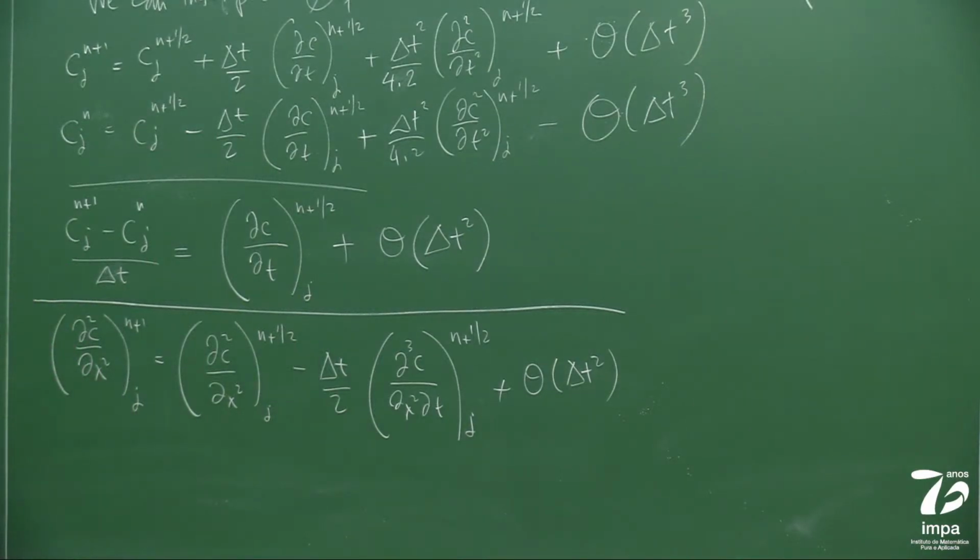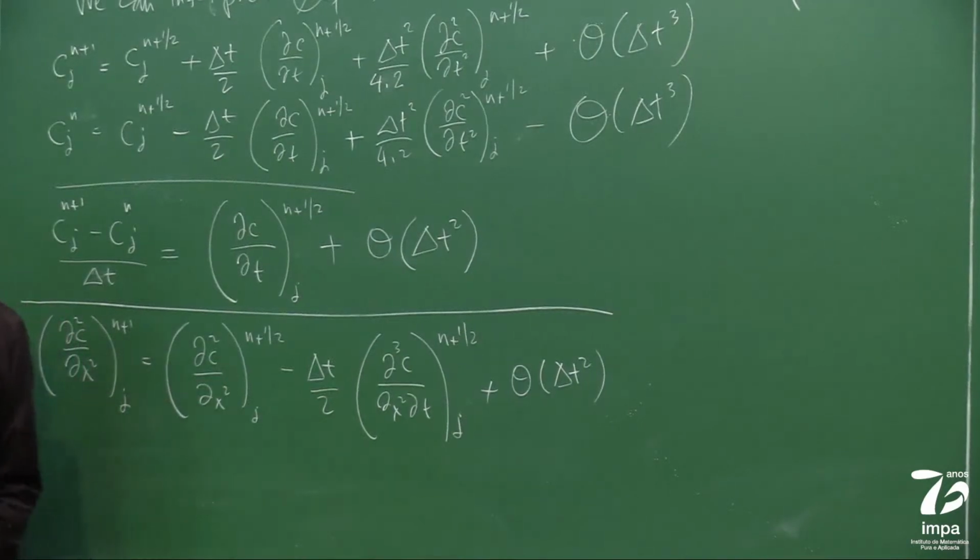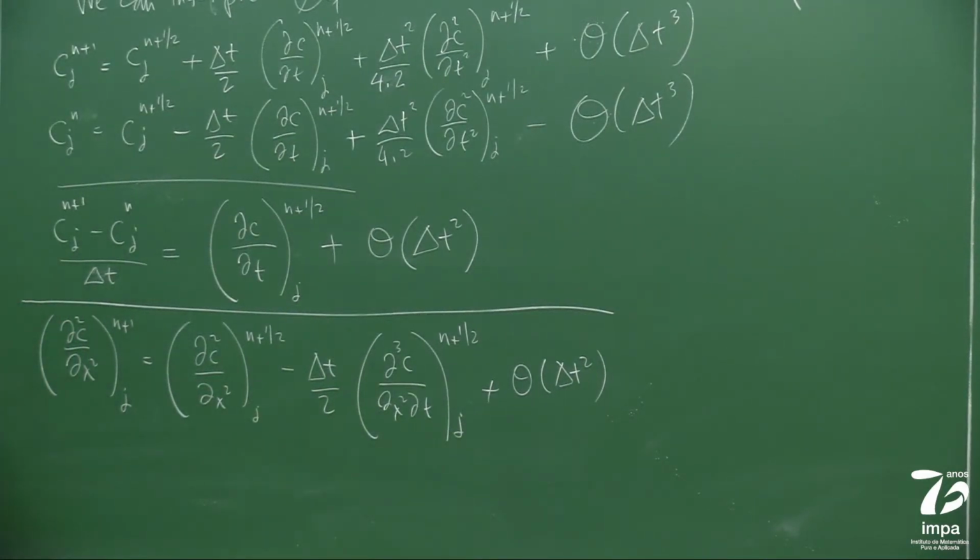Look, no big deal, right? What I'm assuming is that C is smooth, of course, and this function here, which is the second derivative of C, can be expanded in the Taylor series. The second spatial derivative, just call it f, can be expanded in time. For that, forward in time, here it is. Boom. I can also do it backward.